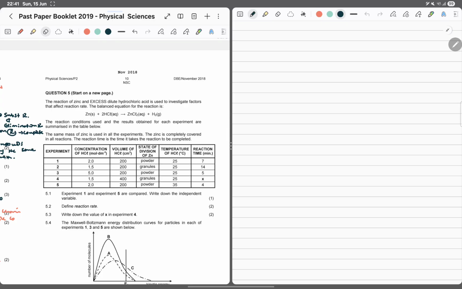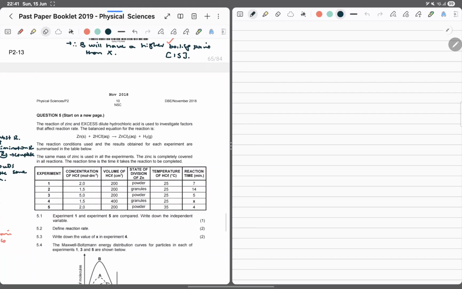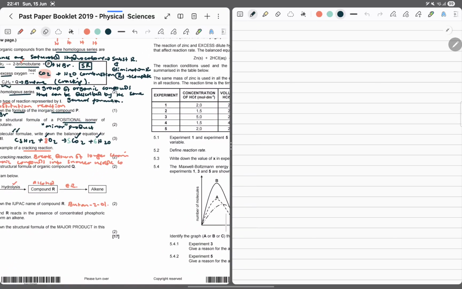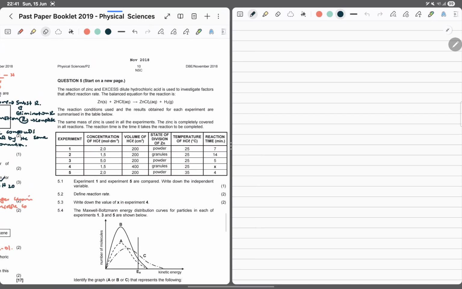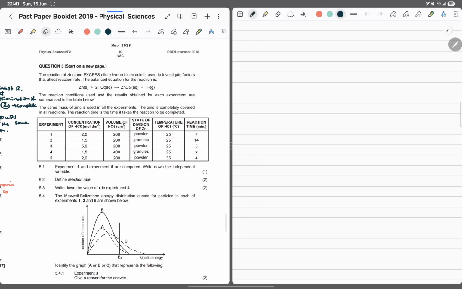So we saw how we worked through the MCQs, and we also worked through the organic chemistry component. So now we're going to focus on the inorganic chemistry, mainly doing rates of reaction, chemical equilibrium, and acids and bases. All right, so this is where we will start. So we will do the question.